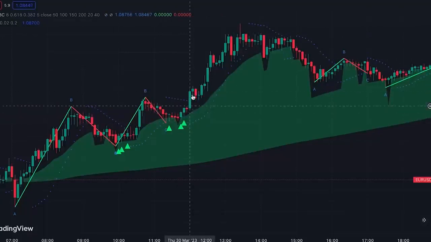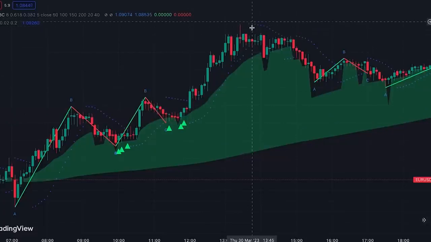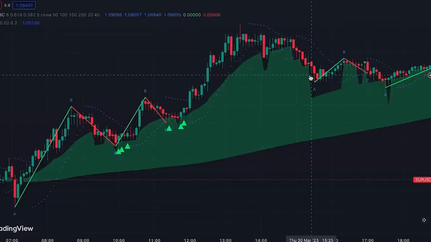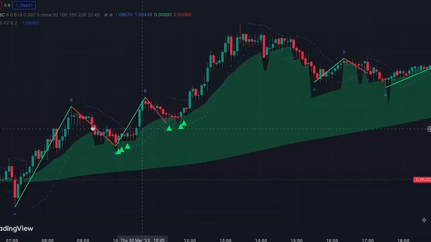If you're familiar with parabolic SAR, you know that when the dot goes below the price, it shows advancing of price, and when the dot goes above the price, it shows declining of the price. And we use this for confirming our trade entries.